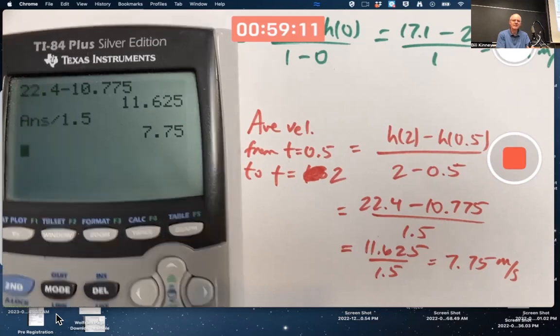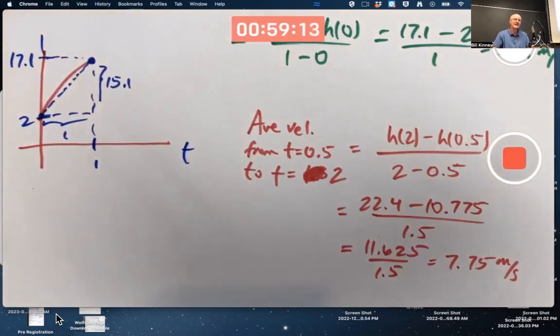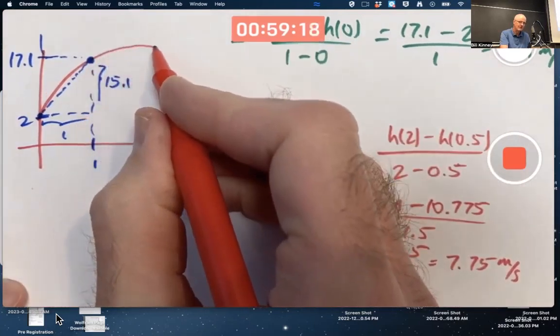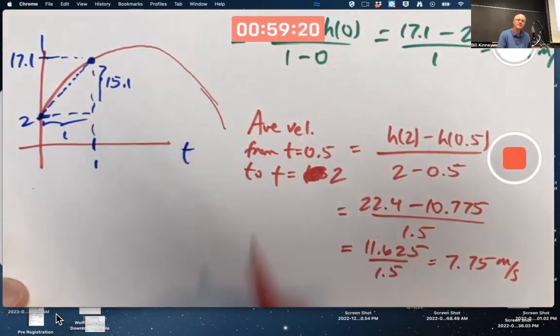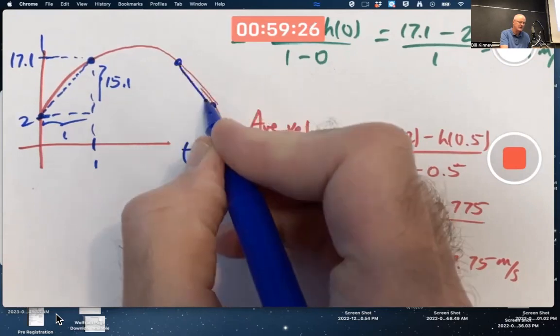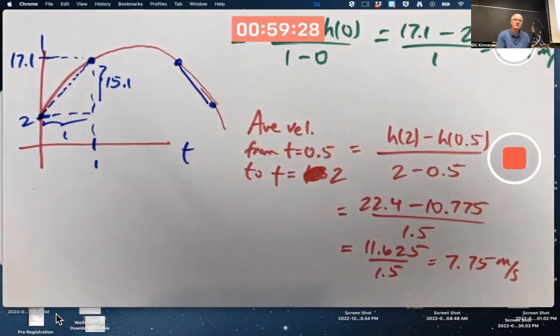Can the average velocity ever be negative? Yes, it can be. This graph's eventually going to come back down. If I pick large enough values of t, my secant lines will have negative slope, meaning my average velocity is going to be negative.